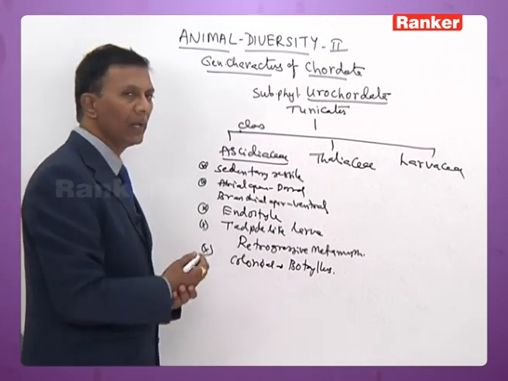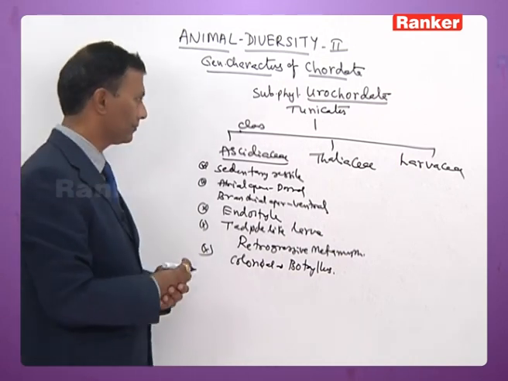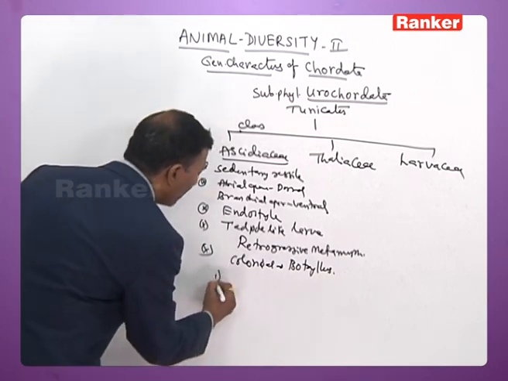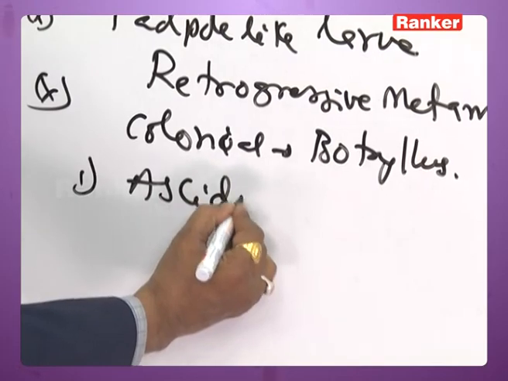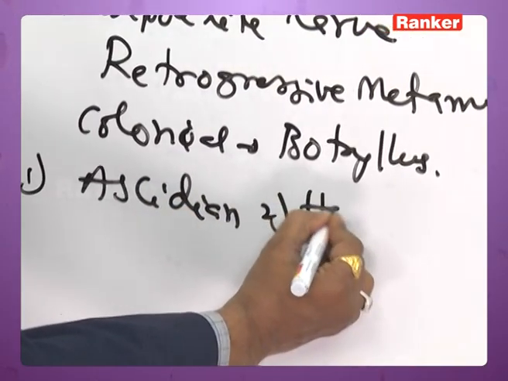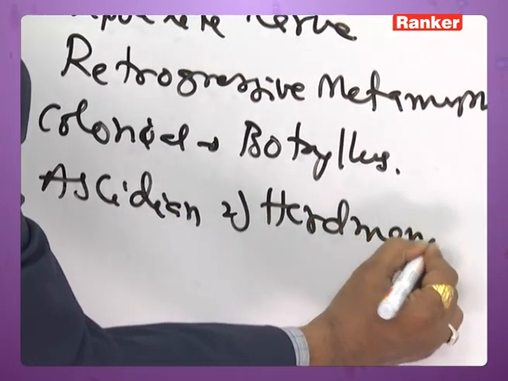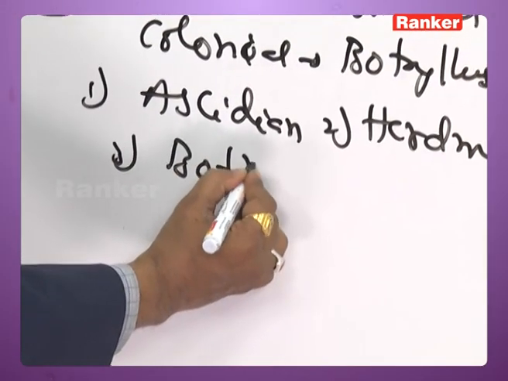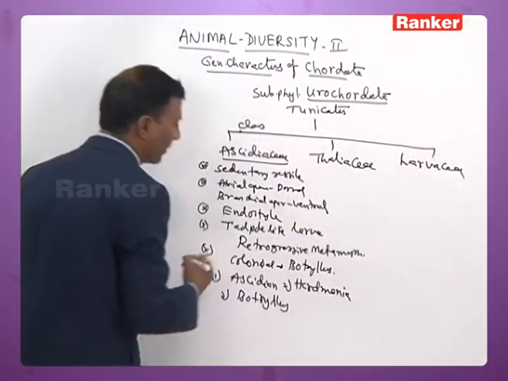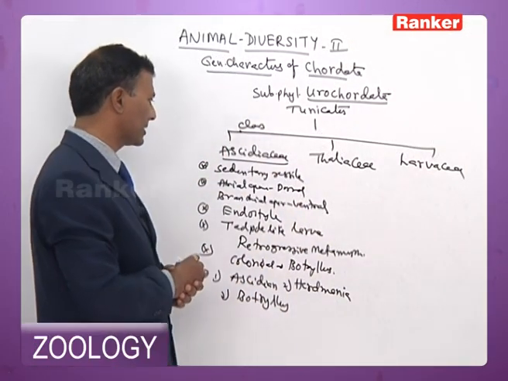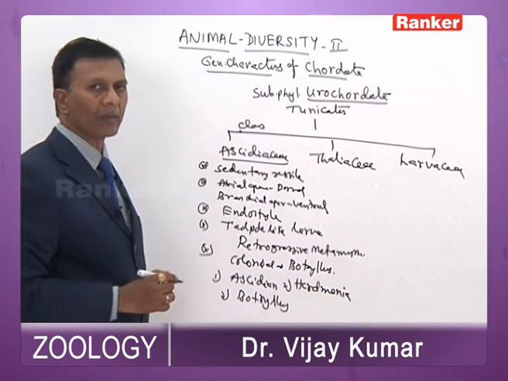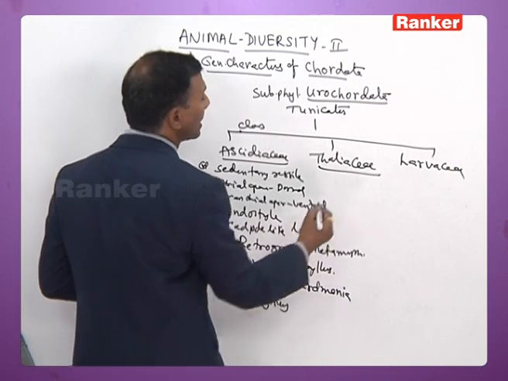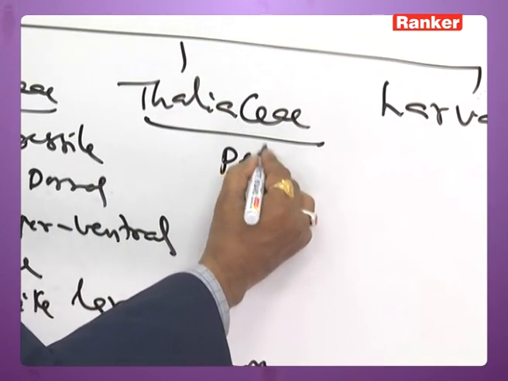Then they are all bisexual. Fertilization is external. The examples for Acidiaceae are number 1 Ascidia, number 2 Herdmania, number 3 Botryllus. Then you take Thaliaceae members. The Thaliaceae members are free living and pelagic.